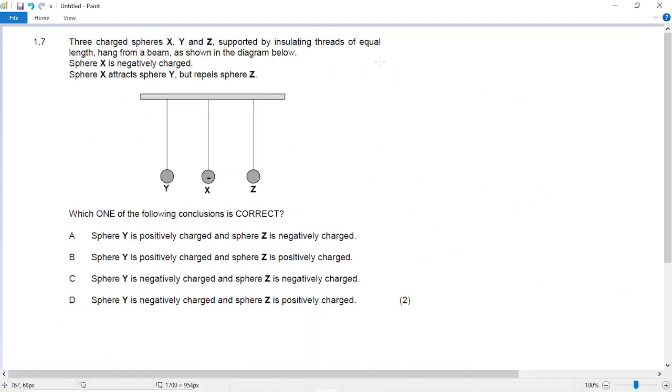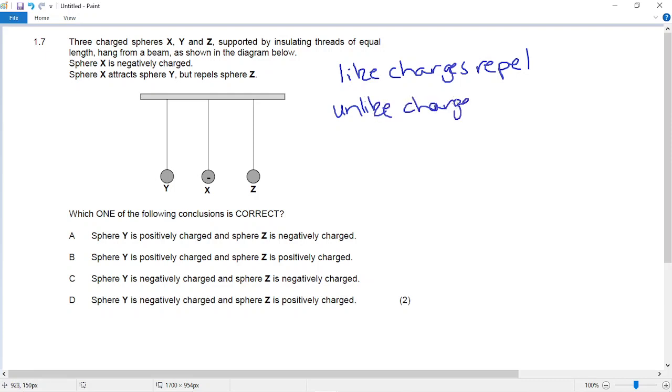Then we go to 1.7, and here we can use my favorite saying: like charges repel, the thing you must learn by heart, and then unlike charges attract. This is the rule to answer this question. We've got three charged spheres, X, Y, and Z, supported by insulating threads of equal length hanging from a beam. Sphere X is negative. Sphere X attracts sphere Y but repels sphere Z. This immediately tells me that Z is negative.